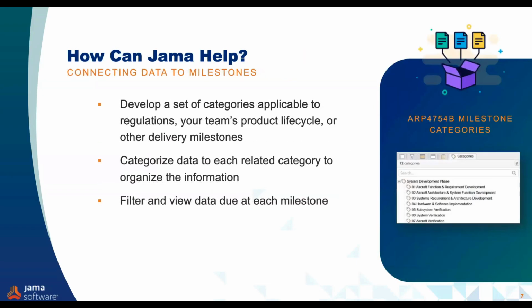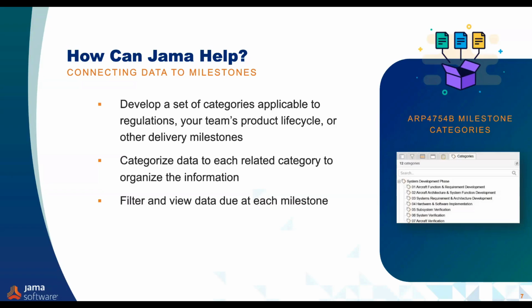So how can Jama help? Well, the specific use case we're going to talk about today is enabling our categories functionality in the tool. And we're going to line it up with milestones from regulatory documents. Specifically, this example is going to be based on ARP 4754B. However, if you are running the NASA systems engineering lifecycle and you know the milestones in there, you could also line this up to that or any other number of product lifecycle milestones.